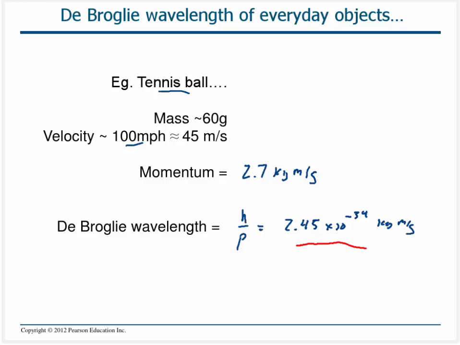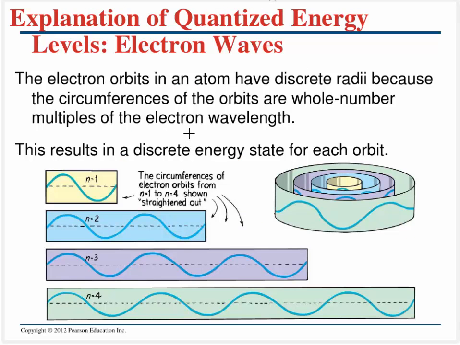And as you can see, this wavelength is really tiny, so we're never going to observe the wave-like property of, like, your pen or something like that. The wavelength is just too small.